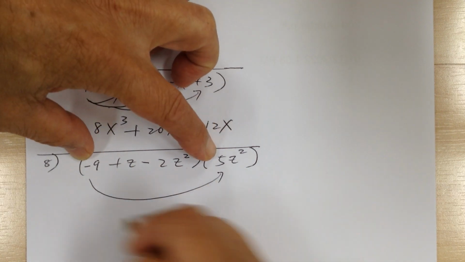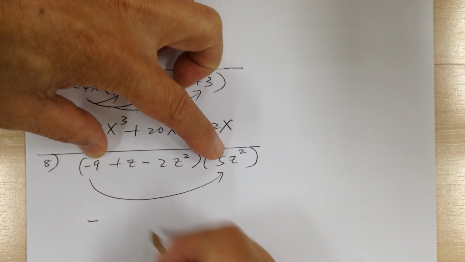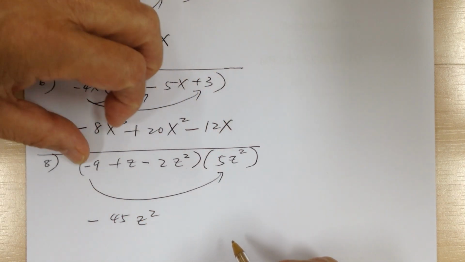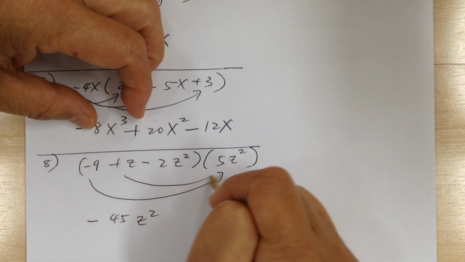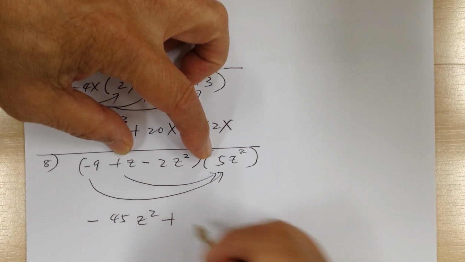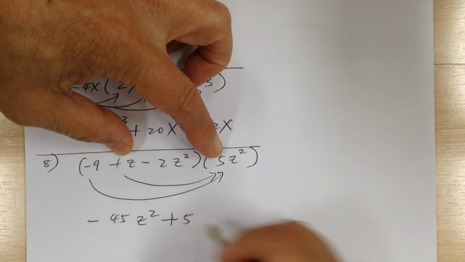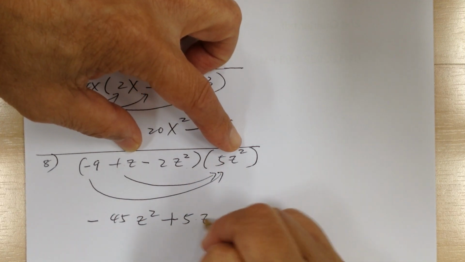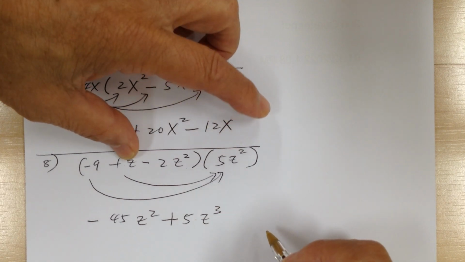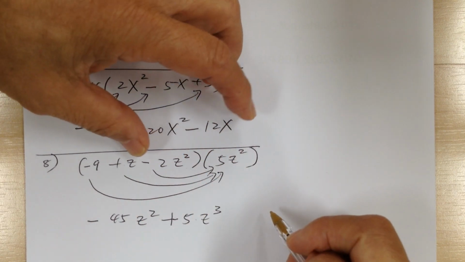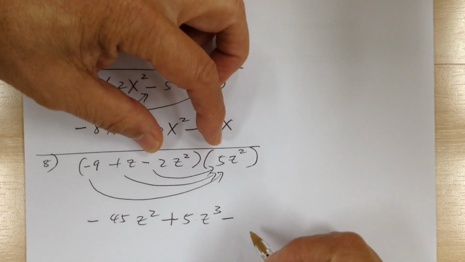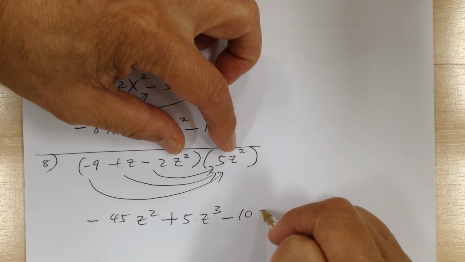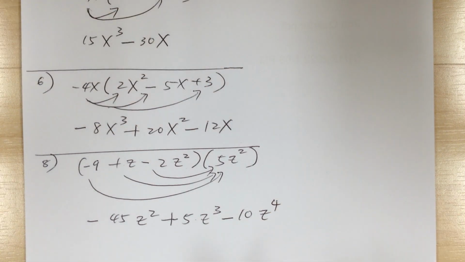So again, the sign would be negative, number 45, alphabet z squared. Once I'm done with the first one, I go to the next one. So again, the sign is plus, the number is 5. Again, we don't see a number, so it's 1, and 1 times 5 is 5. Then you go to the alphabet, so z to the 3. Once I'm done with this one, I go to the next one. So sign, negative times positive is negative. Number, 2 times 5 is 10. And the alphabet, z squared times z squared is z to the 4. And that's it.